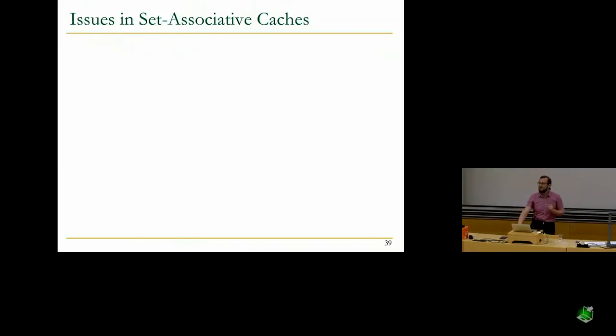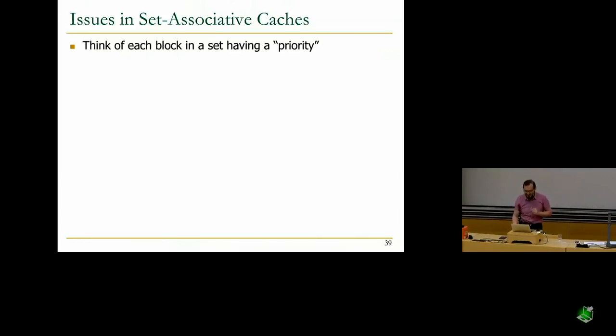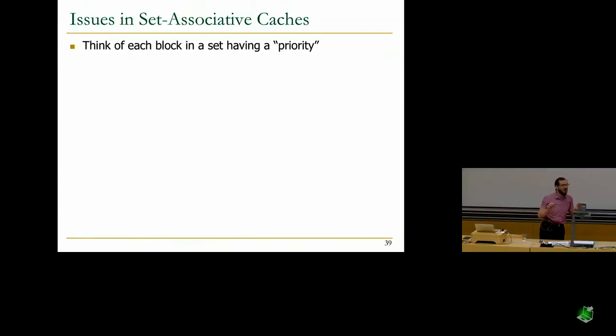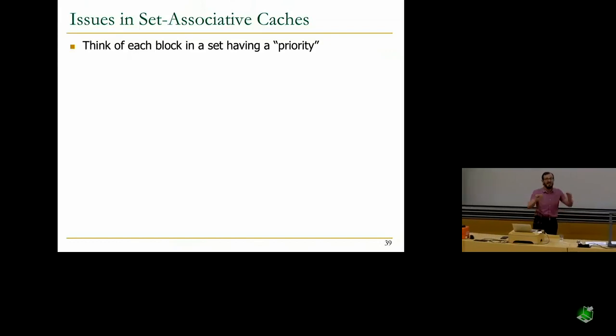So let's talk about some issues in set associative caches. I'd like to think about each block in a set having a priority. How important is this block in a set? Now we're going to talk about a single block in a set.